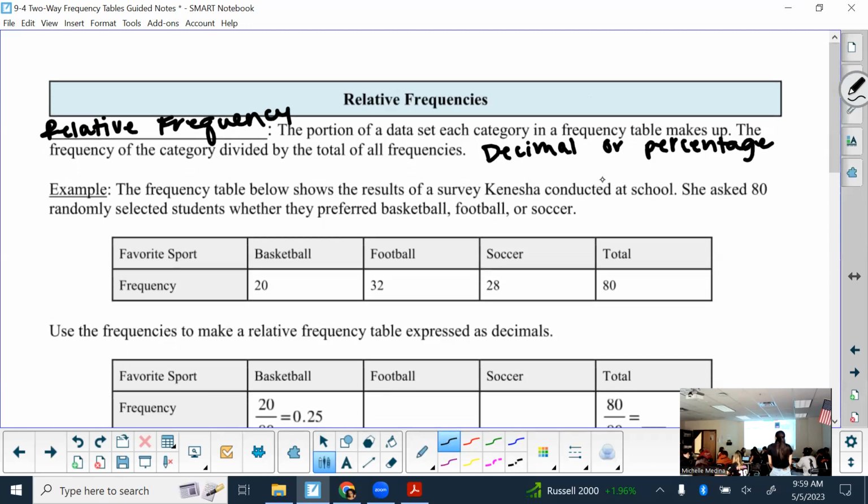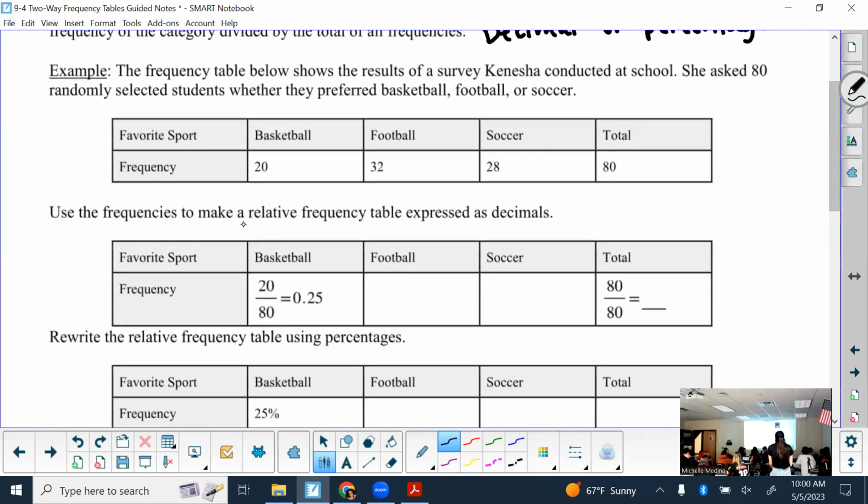So for example, Tanisha conducted a survey at school. She asked 80 randomly selected students whether they preferred basketball, football, or soccer. And here's her data. If she was told to make a relative frequency table, so you'll have entire tables with relative frequencies, then it would be an entire table with either decimals or percent. They usually will not show you the work that they did to get there. You just have to know that's how they got there.